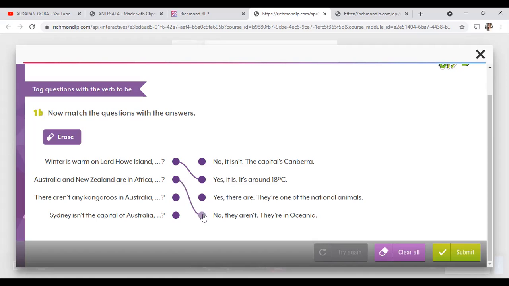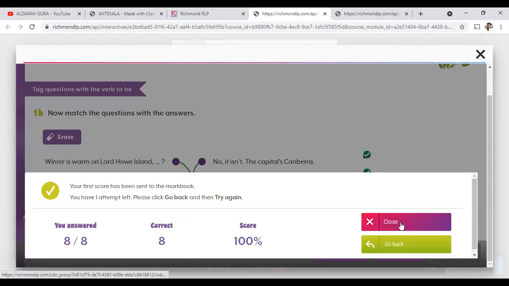Perfect. 3. There aren't any kangaroos in Australia. Are there? What is the answer? Yes, they are. They're one of the national animals. And the last, Sydney isn't the capital of Australia, is it? No, it isn't. The capital is Canberra. Very good. Now we're gonna check them and we have everything correct, 100%.